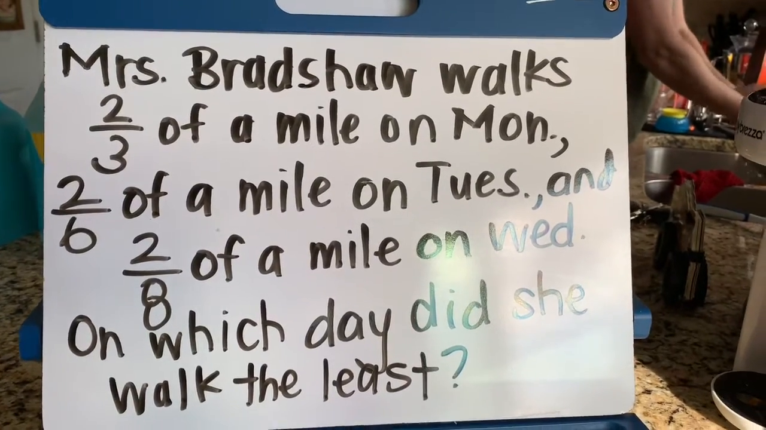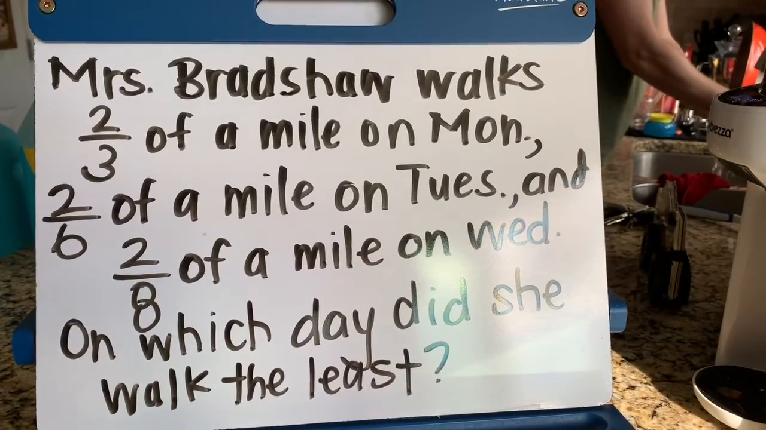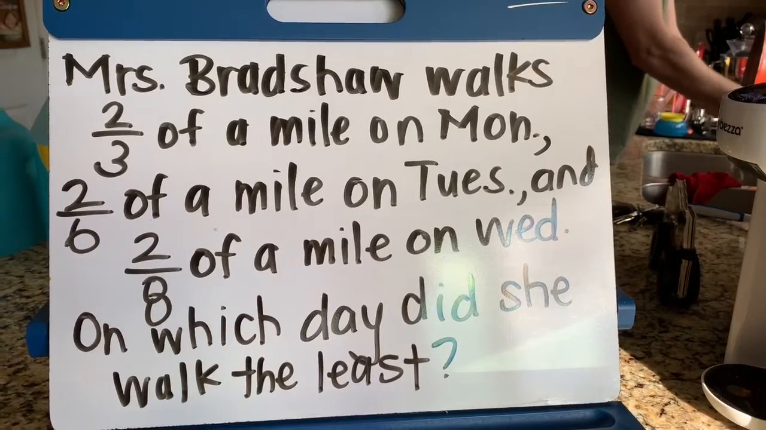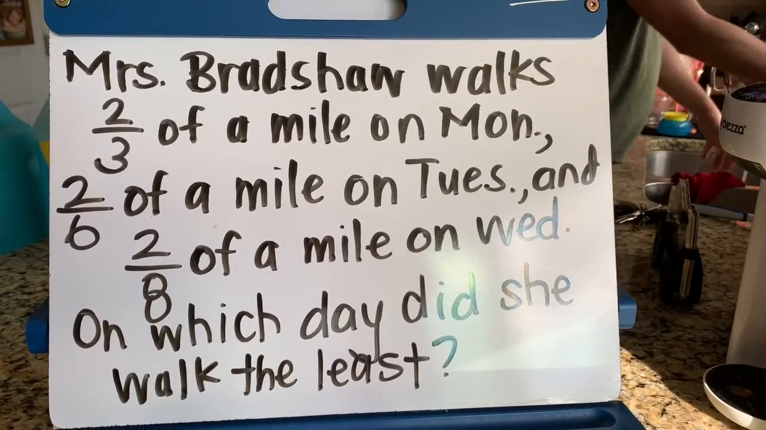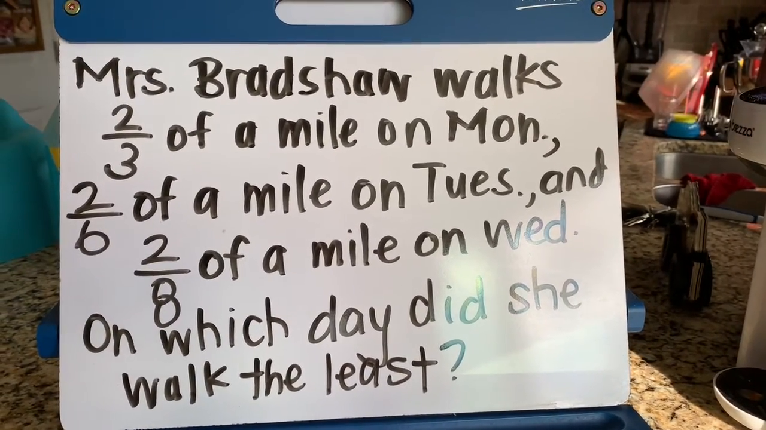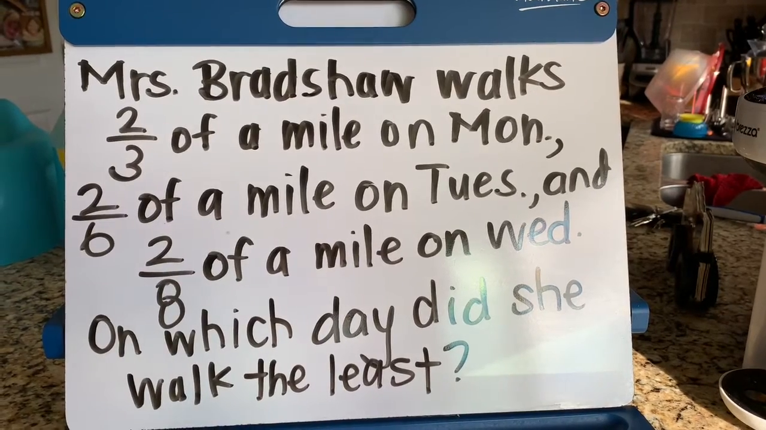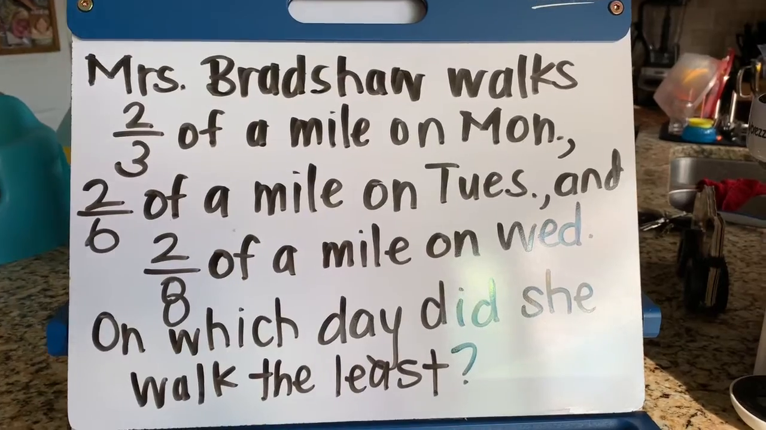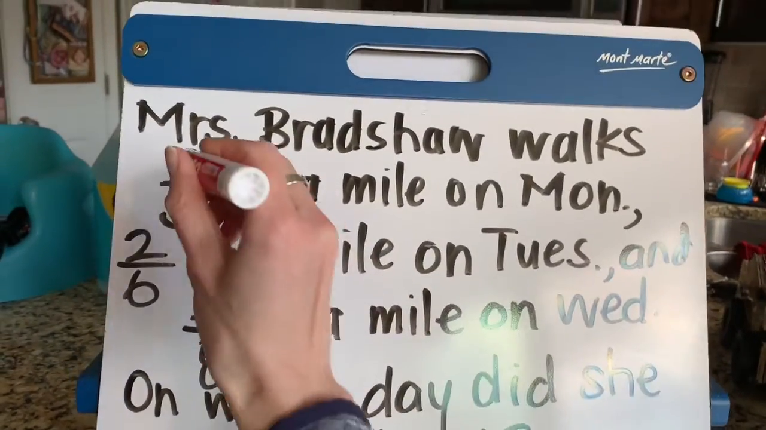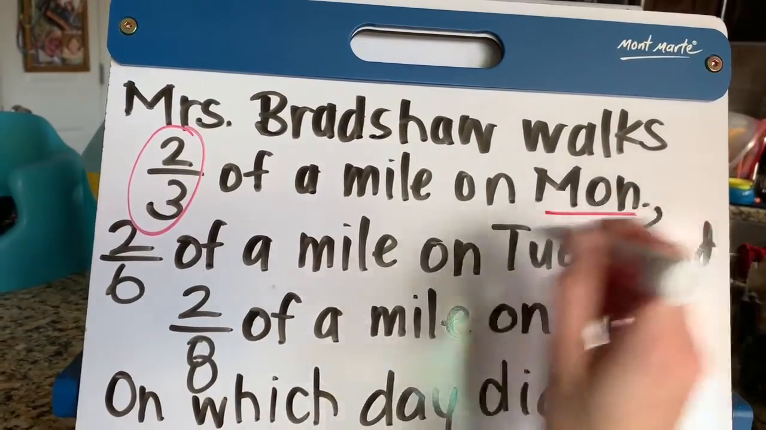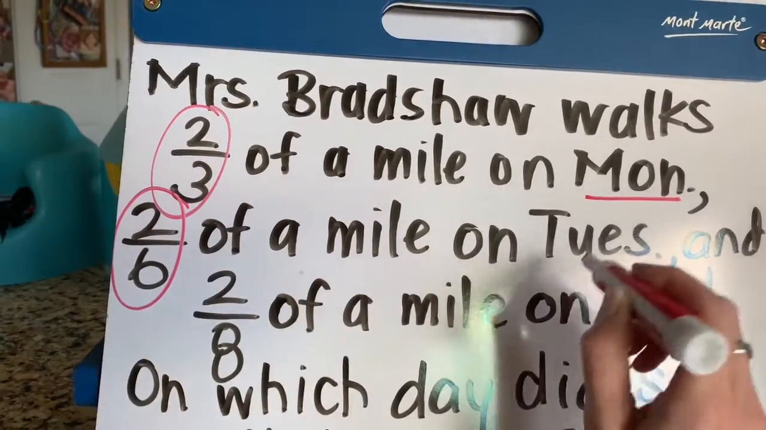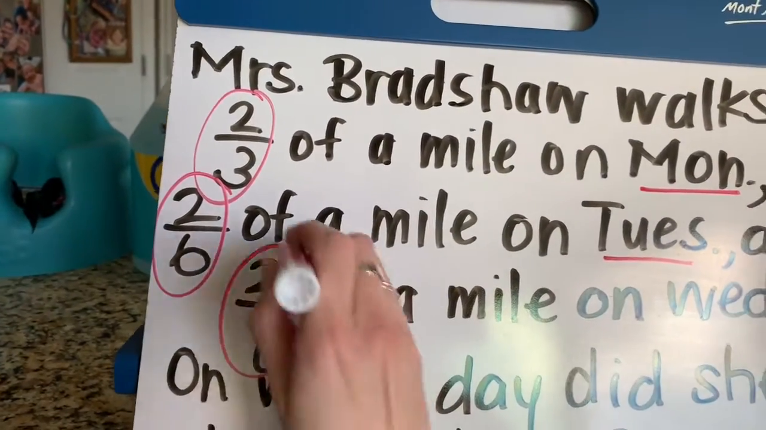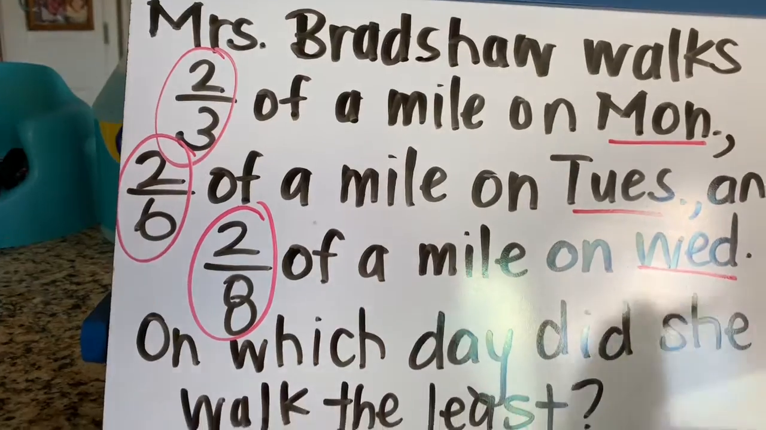Let's try ordering the fractions one more time. It says, Mrs. Bradshaw walks 2/3 of a mile on Monday, 2/6 of a mile on Tuesday, and 2/8 of a mile on Wednesday. On which day did she walk the least? I see a word problem with fractions in it. What should we do? Pull out the fractions. I see 2/3 is on Monday, 2/6 of a mile on Tuesday, and 2/8 of a mile on Wednesday.